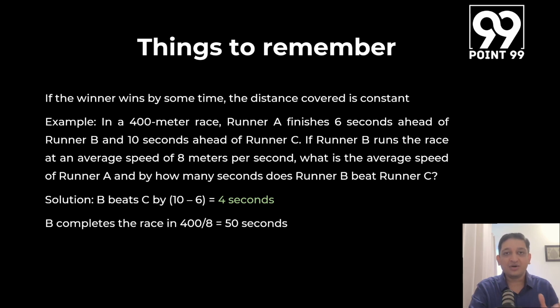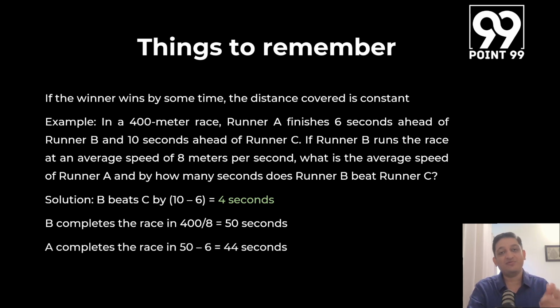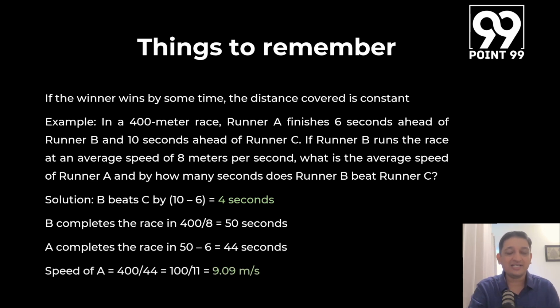So B would have covered 400 meters at the speed of 8 meters per second in 50 seconds. But we know that A beats B by 6 seconds, which means that A would have covered the same distance in 44 seconds. And A has covered 400 meters in 44 seconds, and that will give you the speed of A as 400 by 44 or 9.09 meters per second.